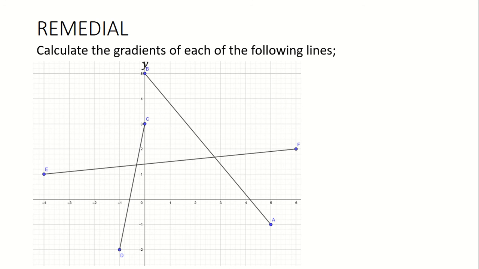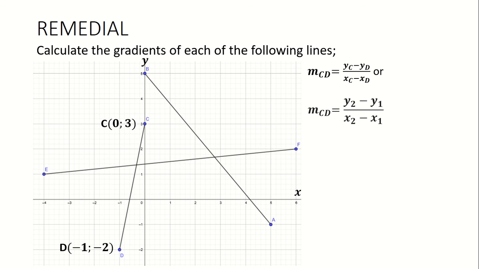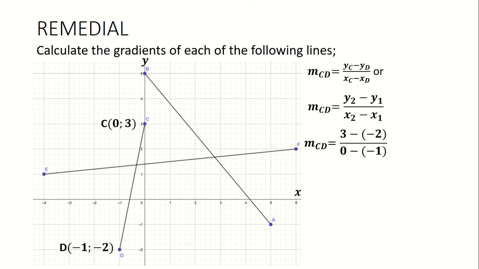I actually did a remedial for you. Now if I was to calculate the gradient of CD, it's the same thing. The gradient of CD will simply be y of C minus y of D, or you can simply say y2 minus y1 divided by x2 minus x1. I took 3 minus -2, that will turn out to be positive, and I took 0 minus -1, that will also turn out to be positive. That's why in the numerator you'll have 5 over 1, which is your denominator, and the gradient of CD is simply 5.